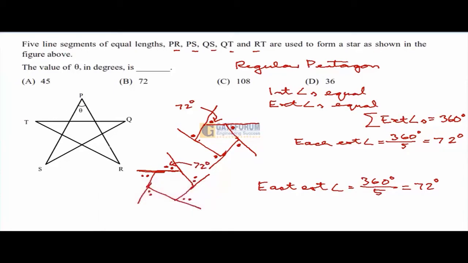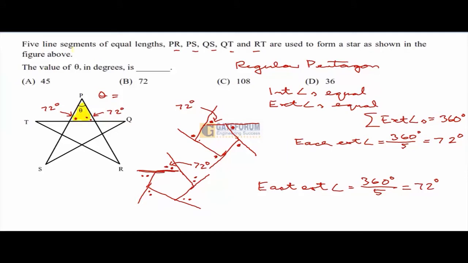Now let us come back to this picture. Can't we say that this angle is the first set of exterior angles that we talked of? And this angle is nothing but the second set of exterior angles that we have talked of. This is also equal to 72 degrees. This is also equal to 72 degrees. So what will theta be equal to? The total angle of a triangle, and we are considering this triangle.